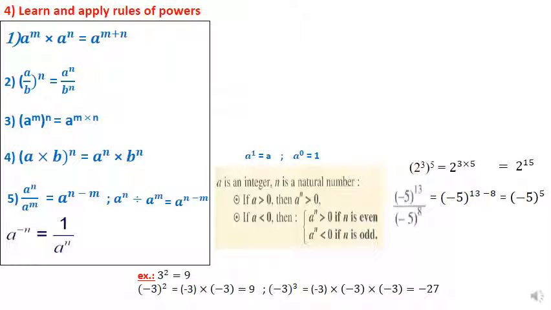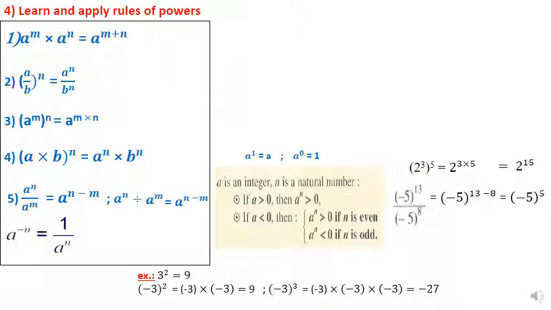a^n over a^m, you subtract the exponents, so it's a^(n-m), because this is division. And if you have a^(-n), that doesn't mean that this number is a negative number. It's only a negative exponent. So if you have a negative exponent in the numerator, you just take it down, so it becomes 1 over a^n. a to the power 1 is a, and a to the power 0 equals 1. So whatever the base is, to the power 0, it's 1.